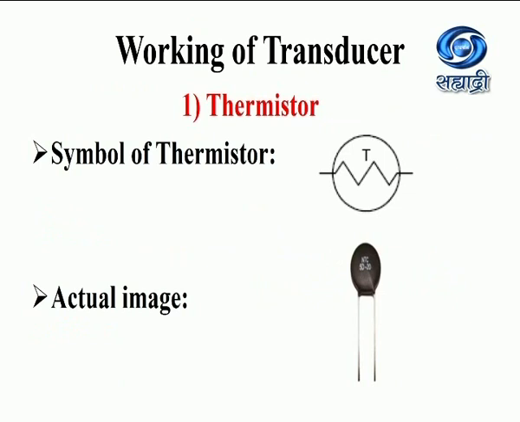So let's start with the working of the transducers. The first transducer is the thermistor. Basically this transducer is used for temperature measurement. Why is this transducer called a thermistor? Because it is a thermally sensitive resistor. Thermal energy is converted into electric energy, so the resistance depends on the thermal energy. This is the symbol of the thermistor, where a resistor is shown in a circle with the notation of capital T, and this is the actual image of a thermistor that we can use in practicals. With the two leads, we have a disc type thermistor here.